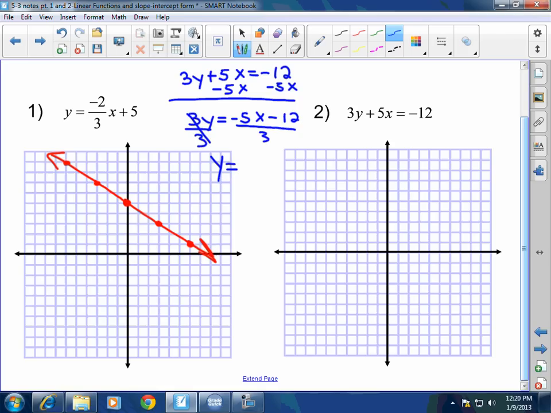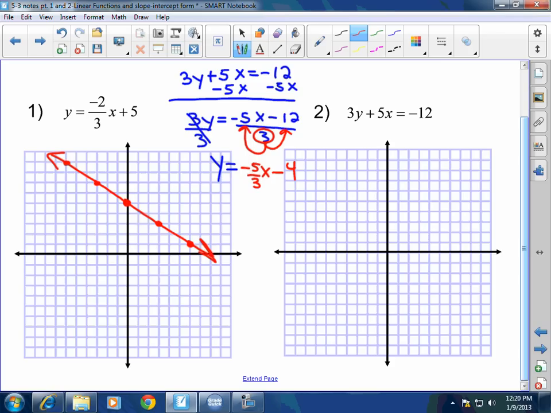Look, guys, I had said this before earlier in today's lecture. Please remember that this must be divided into the -5x and into the -12. So this is going to be y equals -5/3 x minus 4. Do you see that? This is what gets everyone on the quizzes and tests. This is what kills you guys.